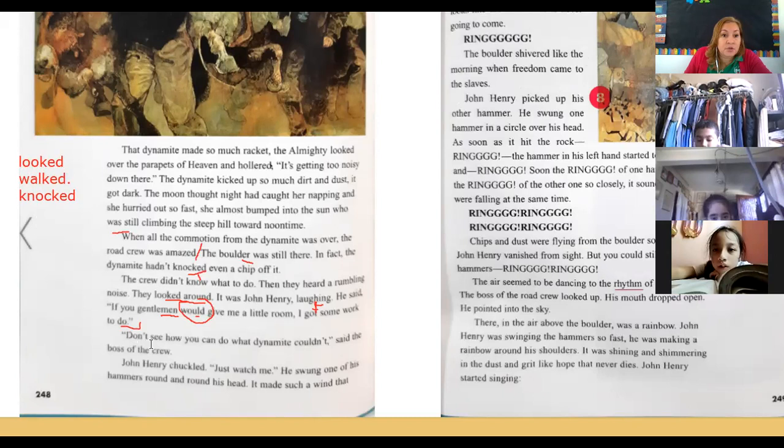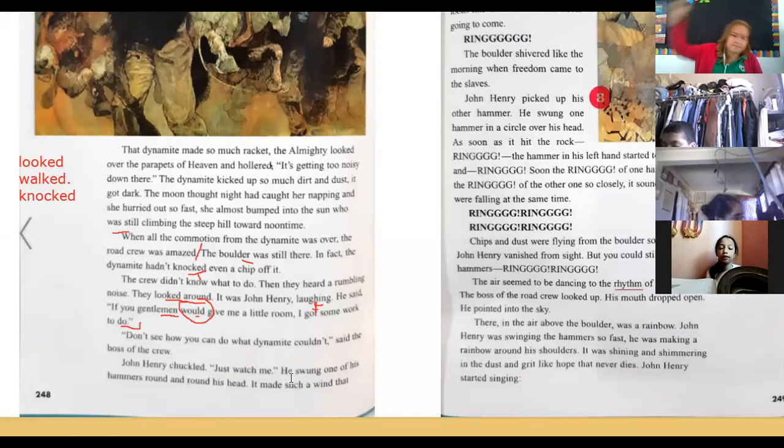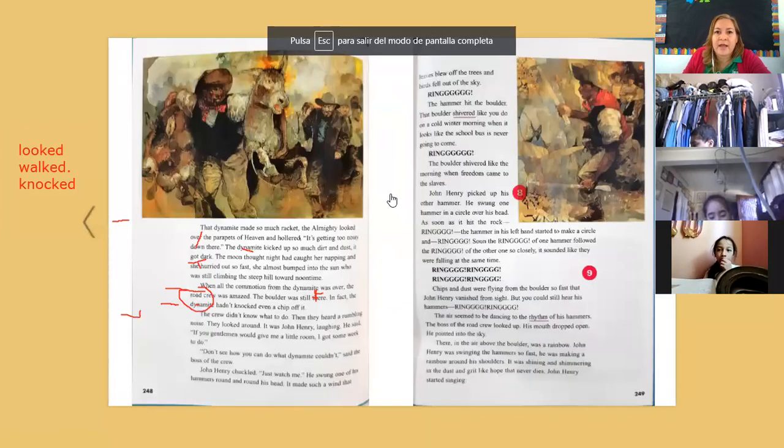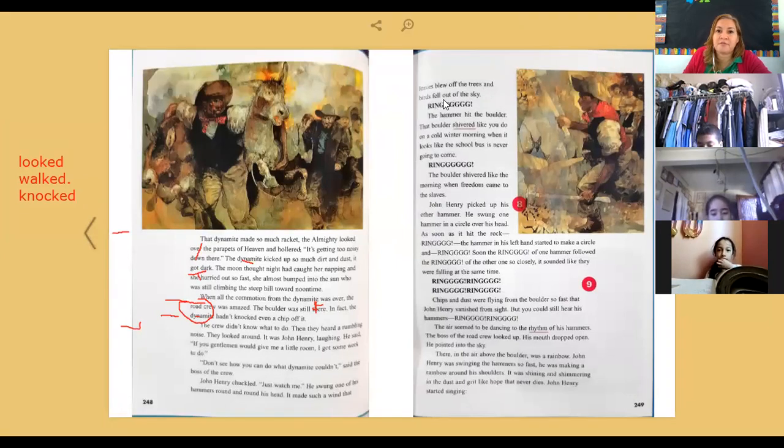Don't see how you can do what Dynamo couldn't, said the boss of the crew. John Henry chuckled. Just watch me. He swung one of his hammers round his head, like that, and it made such a wind that leaves blew off the trees and birds fell out of the sky.